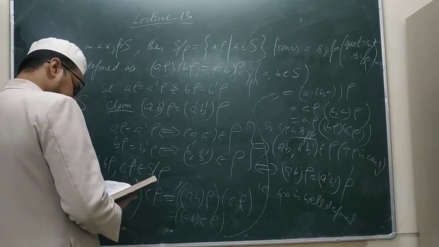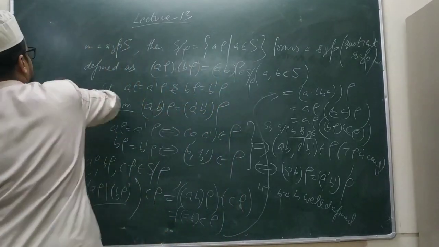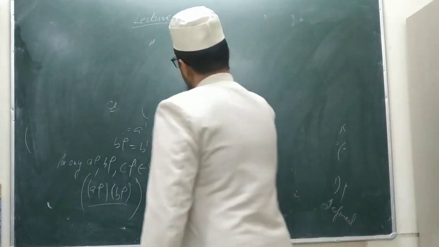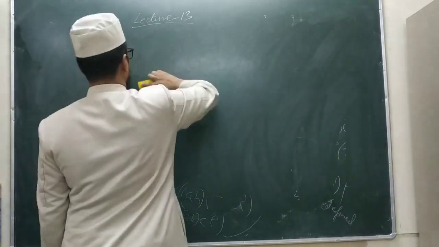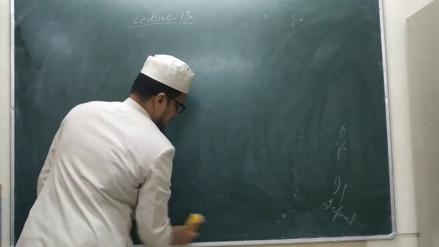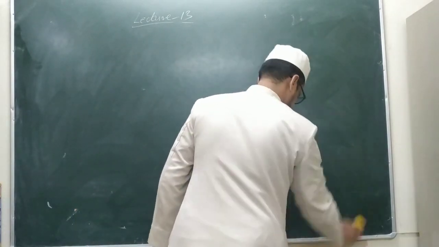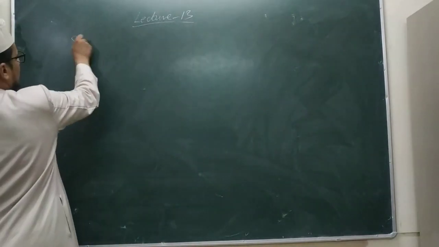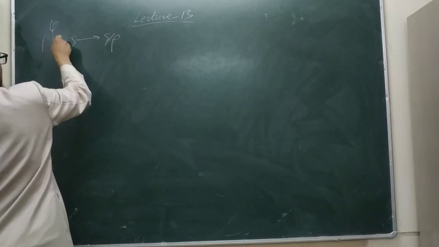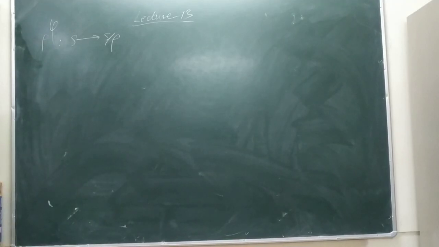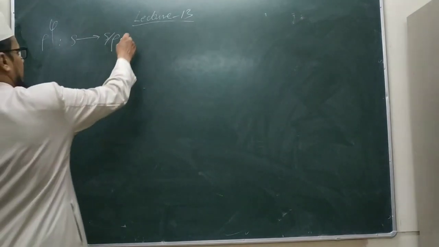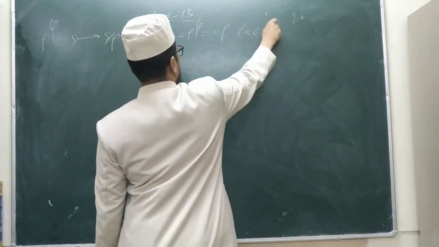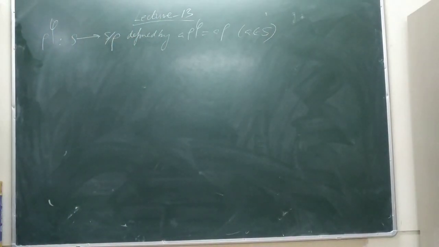Now I want to tell one more thing: if we talk about the map from S to S/rho, denoted like this, it is a natural map from S to S/rho, and it is defined by A rho natural is equal to A rho, where A belongs to S, correct? Of course, trivially it is a well-defined map.